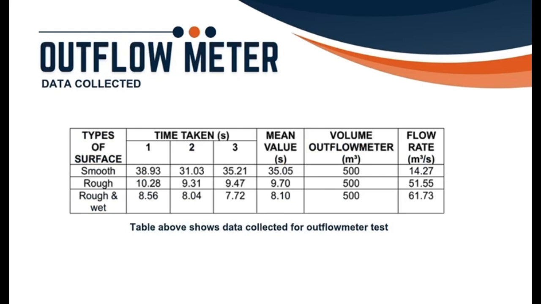So here is a table that shows the data collected during the outflow meter test. As I have mentioned before, each type of surface will be recorded 3 times to ensure accuracy. That is why in the end we will obtain mean values for each type of surface. Then in order to get the flow rate, divide the volume of the outflow meter by the mean value. We know the volume of the outflow meter is 500 cubic meters, therefore we can simply divide those 2 values. Note that each type of surface results in a different flow rate. Further analysis on the difference will be discussed by my friend. That is all from me. Thank you.